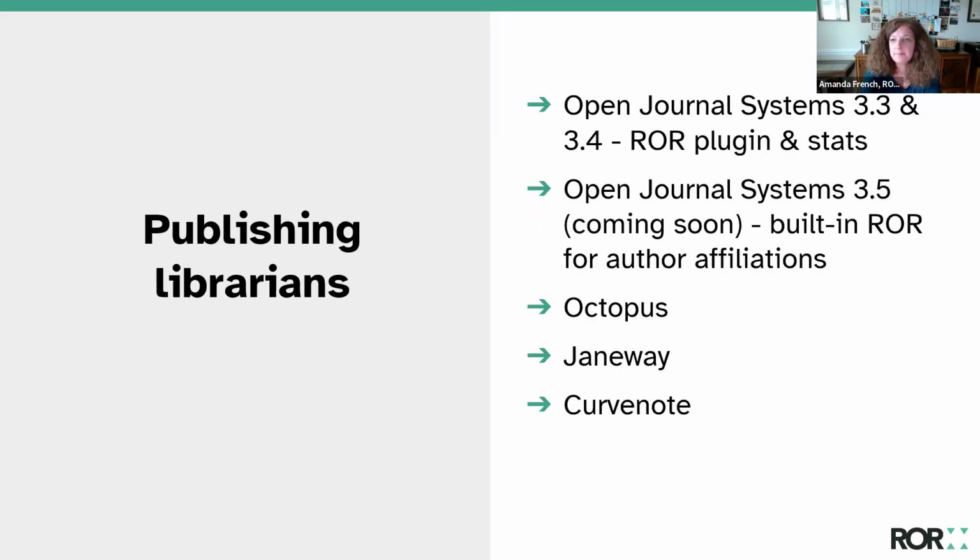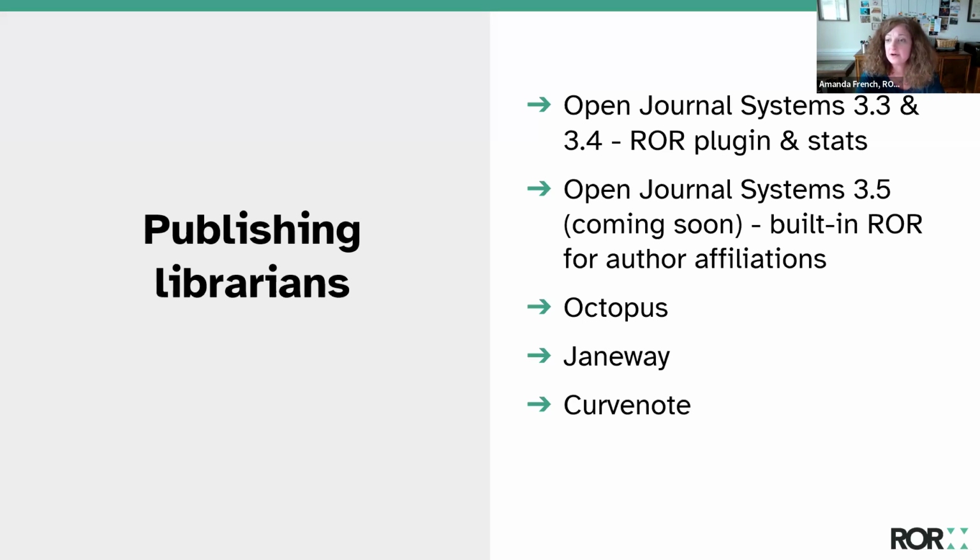And then too, we've seen a lot of libraries stand up publishing programs, and ROR is also fairly heavily integrated into publishing systems that libraries might use. So for instance, Open Journal Systems has ROR variously integrated depending on which version you're using. So if you're using 3.3 or above, there's a ROR plugin. And then there's ROR behind the scenes a lot, tracking subscriber statistics to OJS journals, which is kind of nice.